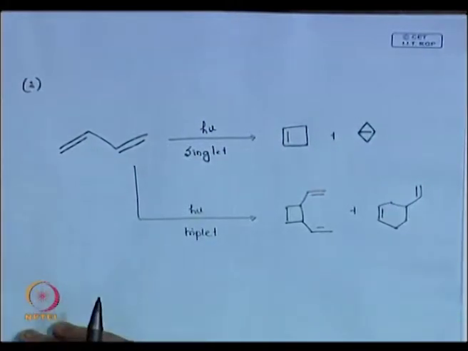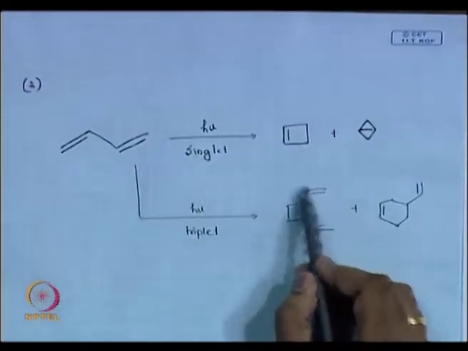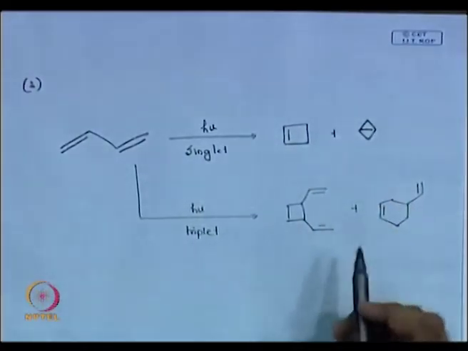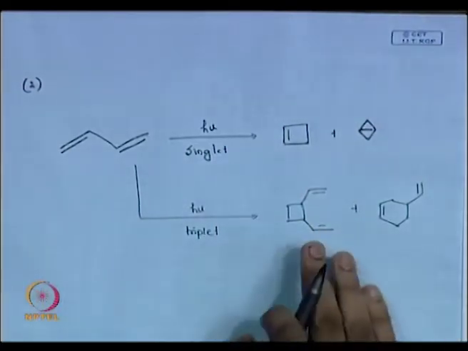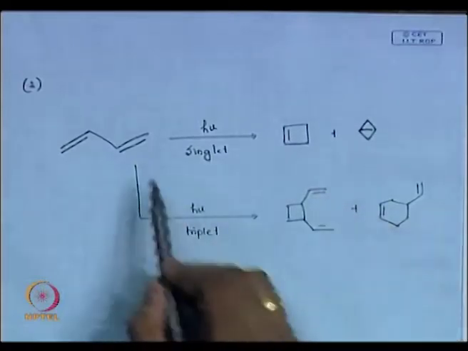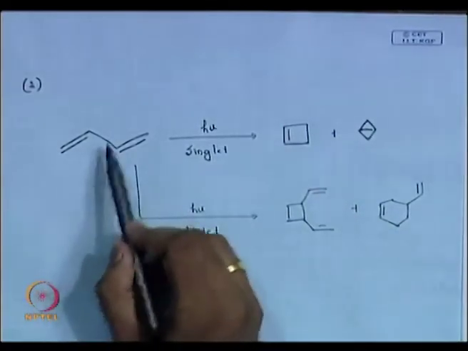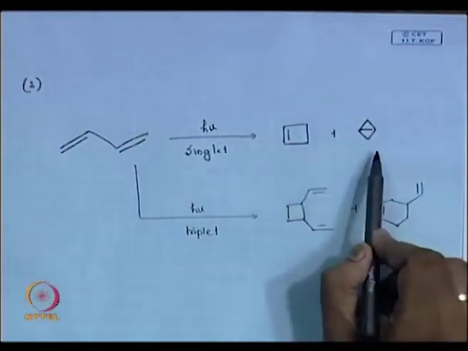Now I say that I want to make this molecule for my synthesis, and then I want to use this product for making natural products or whatever. So I want to take butadiene, photolyze it, and I want only this product, I do not want this. I want the chemistry to happen only from the triplet, I do not want it from the singlet. So what can you do?